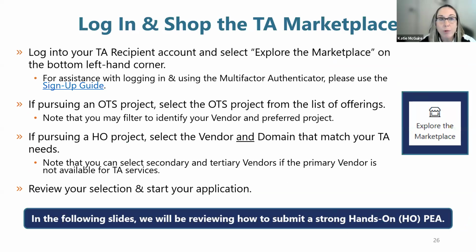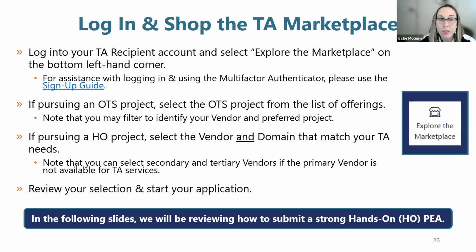So first you're going to log in, and we refer to it as Shop the TA Marketplace. You'll log in to your TA recipient account, and you'll explore the marketplace offerings. If you need any assistance, there is a link to a sign-up guide to help with logging in and how to use the multi-factor authenticator. If you are pursuing an off-the-shelf project, you will select that project from the list of offerings. There are a lot of filters that help you narrow down those offerings and different vendors. If you are looking for a hands-on project because you have more unique needs that are outside the off-the-shelf, then you will select the specific vendor and the domain that matches your TA needs.